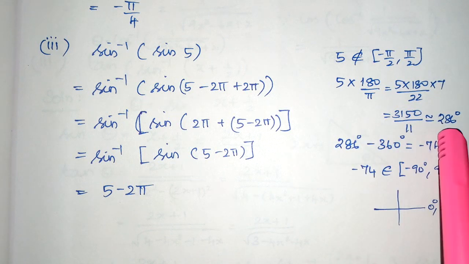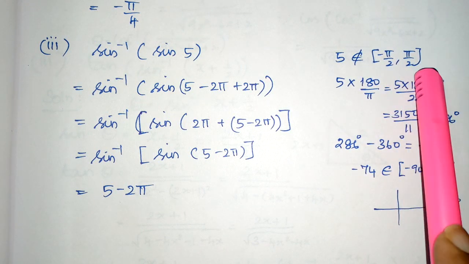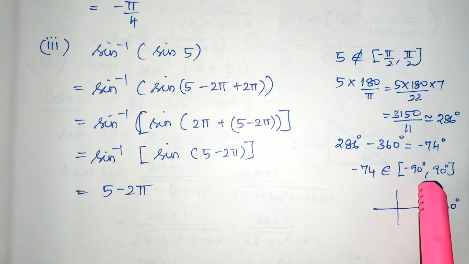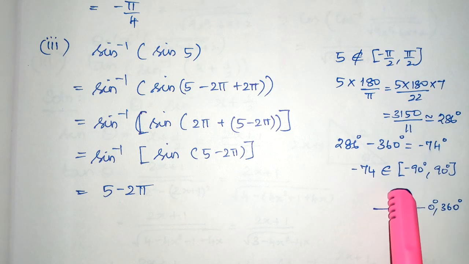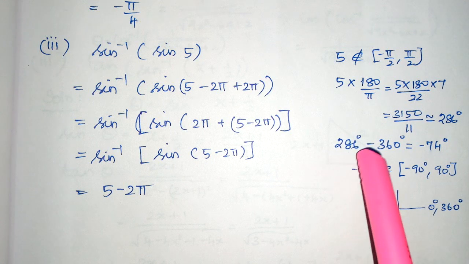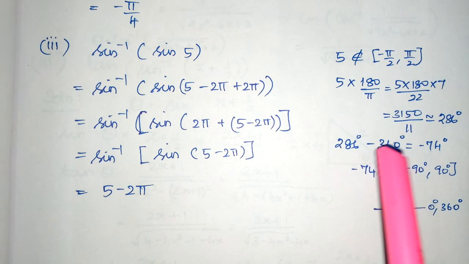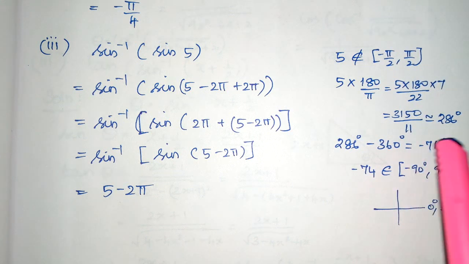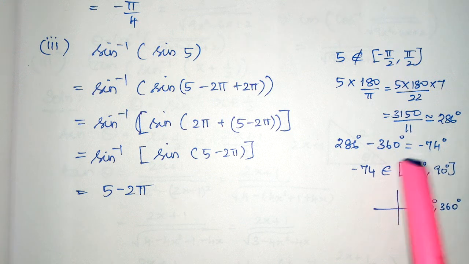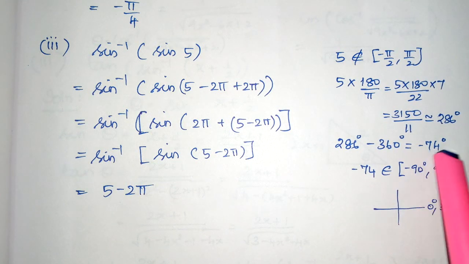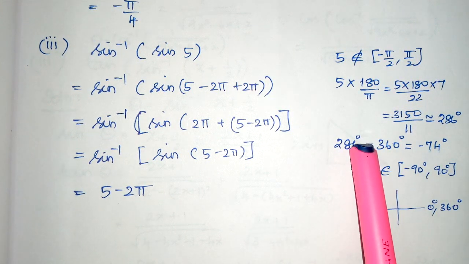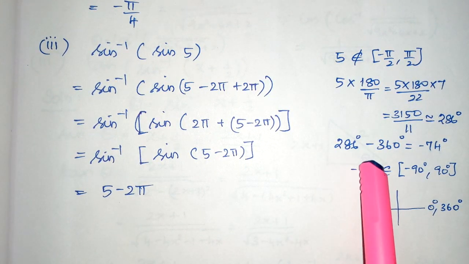So 286 degree, you know, the domain is minus 90 to 90, isn't it? So 286 degree does not belong to minus 90 to 90. So I have to do some conversion. This is 286 degree. Suppose if I subtract 360, it becomes minus 74. Can you understand? So when I subtract 360, it becomes minus 74 degree. So minus 74 degree belongs to this domain. So this is what I am going to do. Okay, right? I'll explain how here.